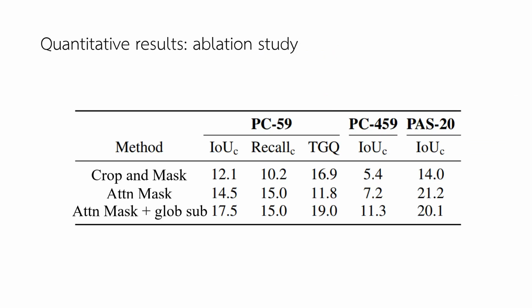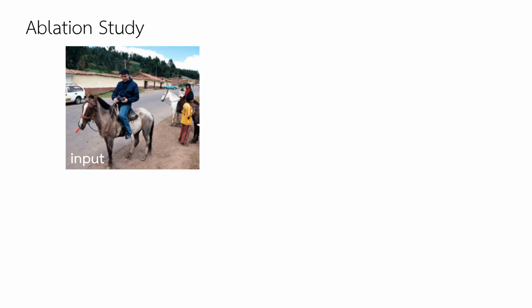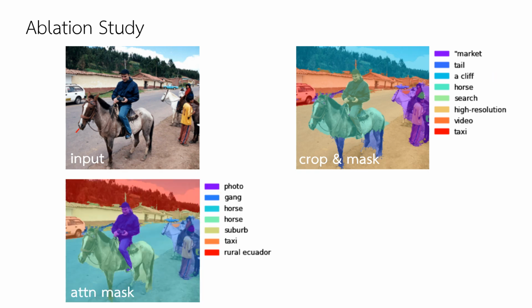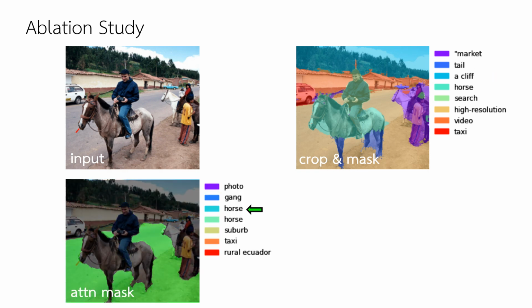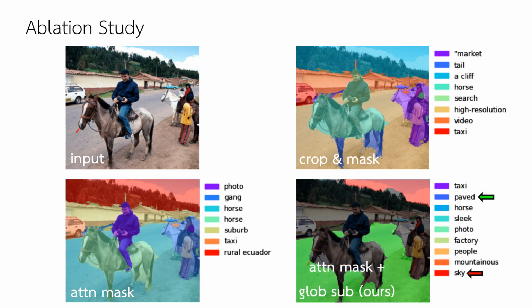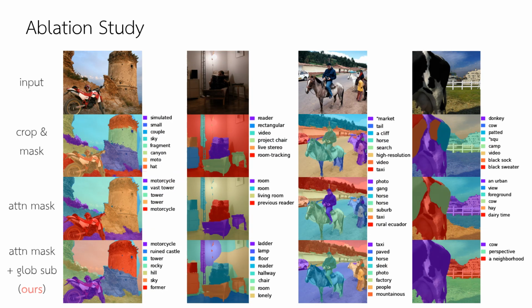Here are our qualitative results on segmentation datasets. Our full pipeline has the highest scores in most cases. The ablation study shows that using crop and mask often yields incorrect labels. And using only attention masking may label a background segment with the salient object. While using attention masking with global subtraction returns correct labels, even for background objects like paved and sky. See more ablation results in our paper.